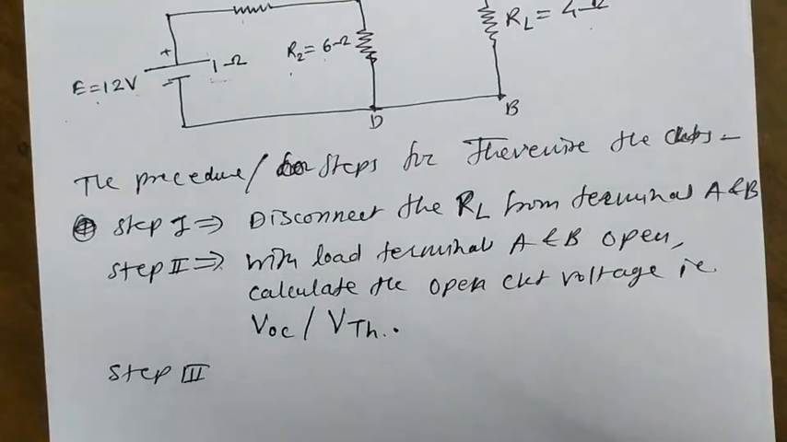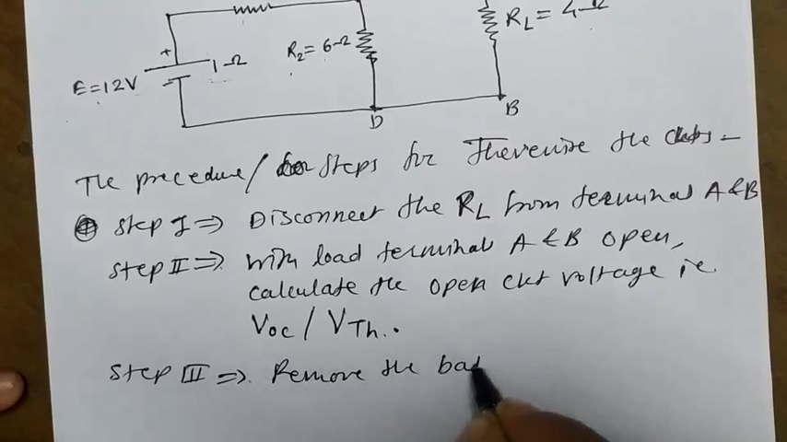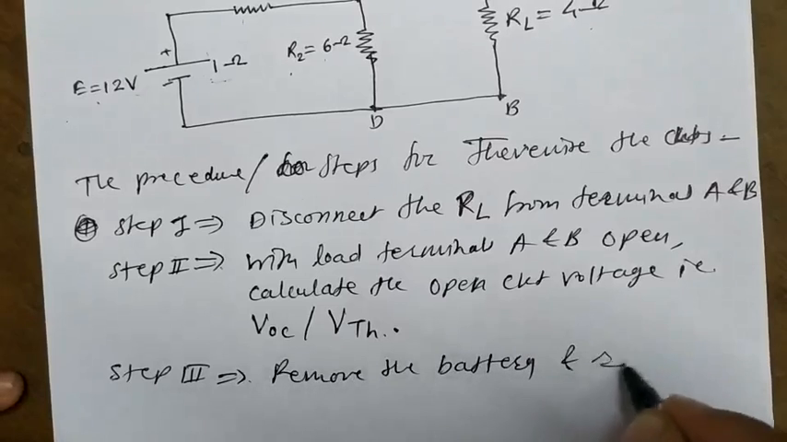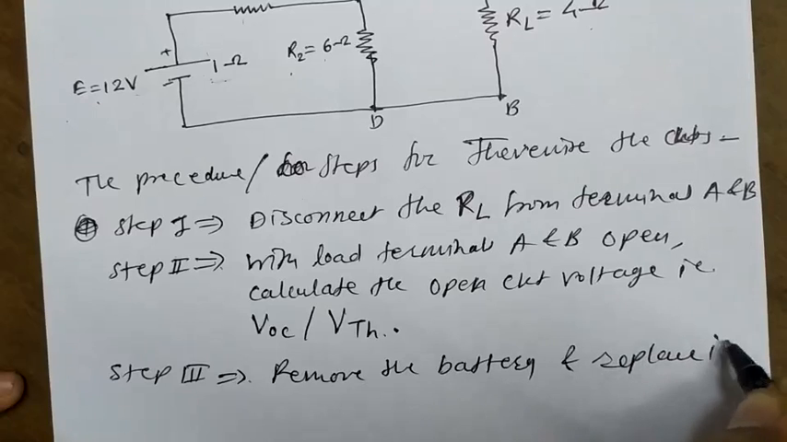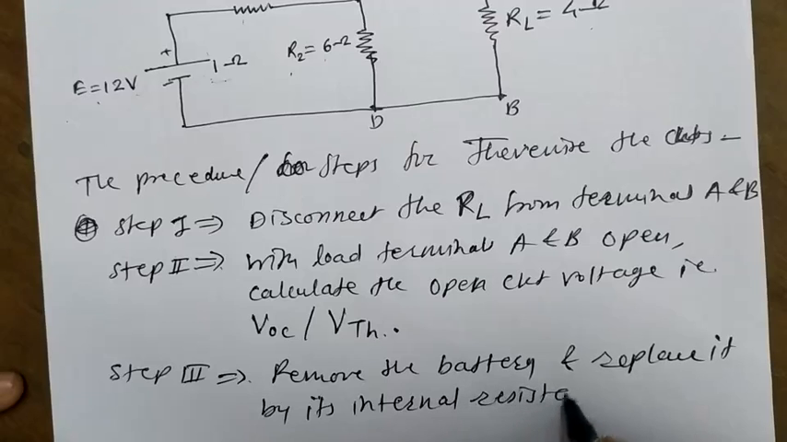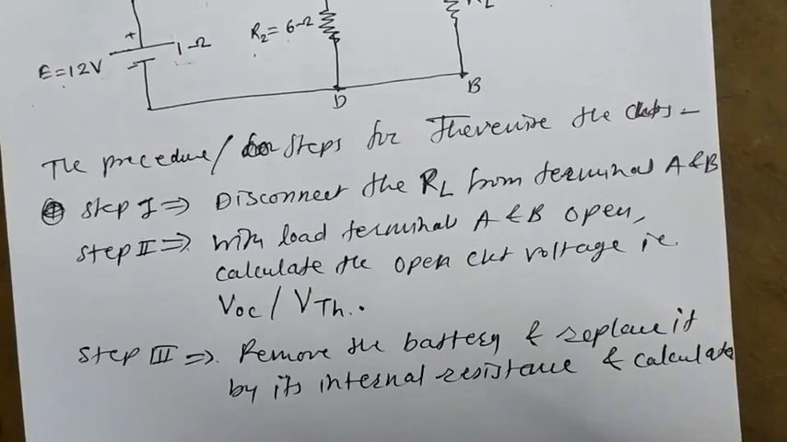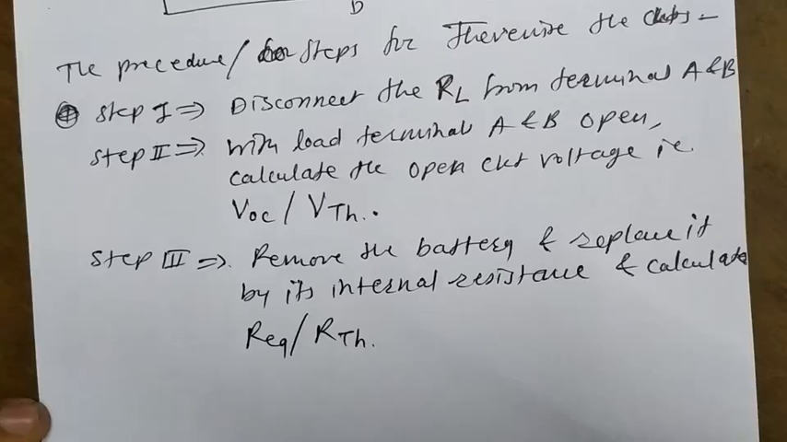Now step 3: remove the battery and replace it by its internal resistance, and calculate R equivalent or RTH, that is Thevenin's resistance.